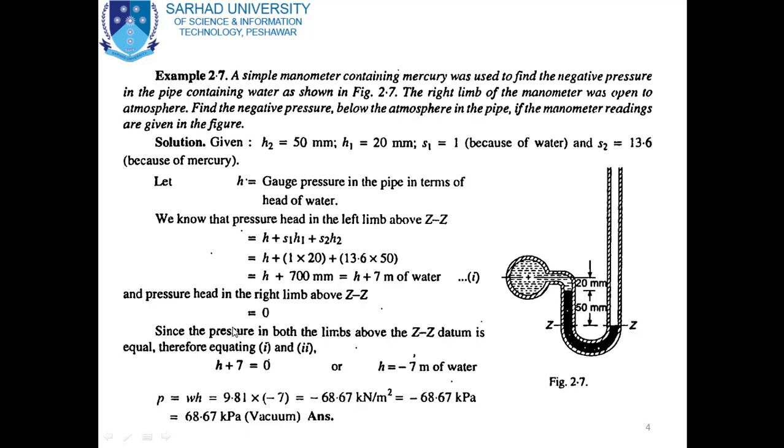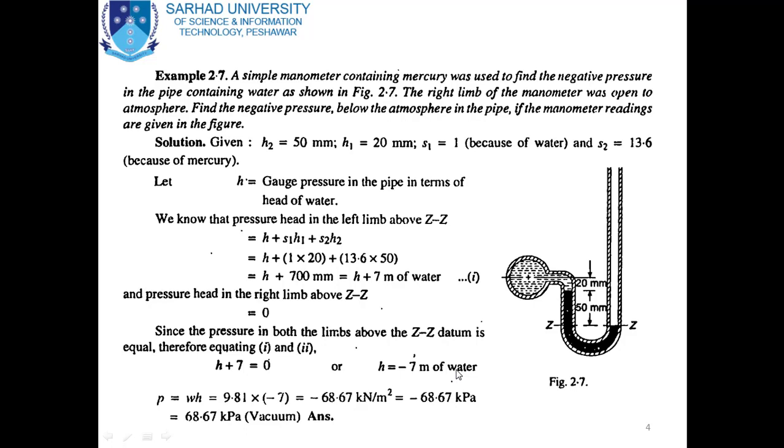Since the pressure in both the limbs above the ZZ datum is equal, therefore equating equation 1 and 2, as we have already studied that the pressure in the left limb and right limb are equal above the datum line. So equating equation 1 and 2, equation 1 is equal to H plus 0.7, again it is not 7, it is 0.7, equal to 0, or H is equal to minus 0.7, so it comes out to be H is equal to minus 0.7 meters of water.